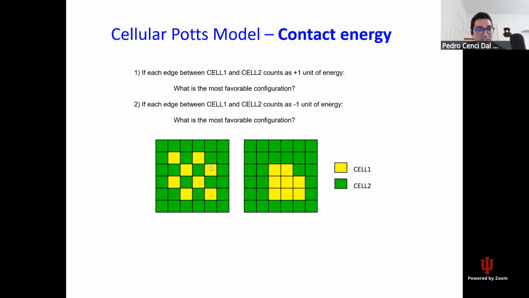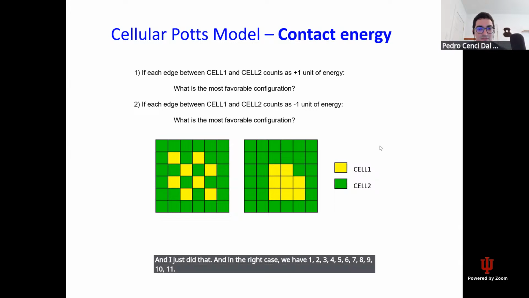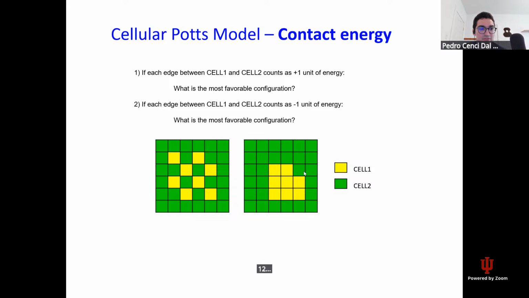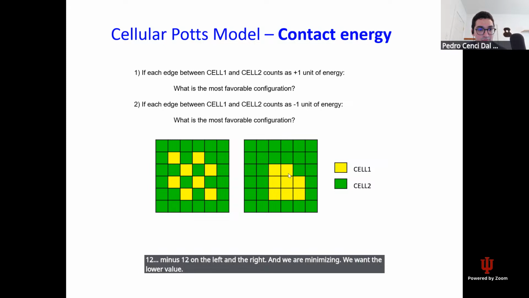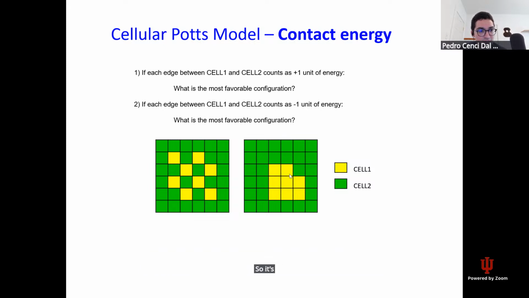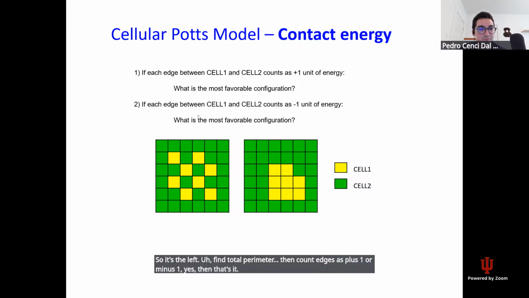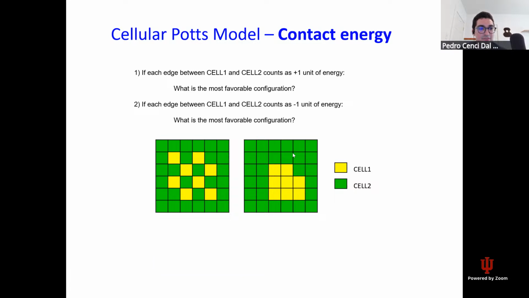No, it's 32, -32. You never should do math live, by the way. And I just did that. And in the right case, we have 1, 2, 3, 4, 5, 6, 7, 8, 9, 10, 11, 12, -12 on the right. And we are minimizing. We want the lower value. So it's the left. Find the total perimeter, then count edges as +1 or -1. Yes, that's it. It's left.